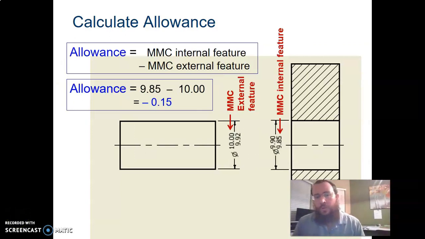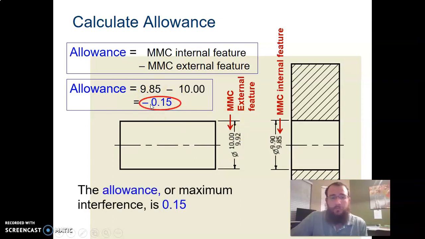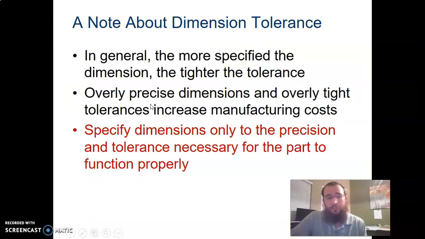In this last one, we have an allowance with the interference fit. We're still using the smaller of the wheel and the larger of the axle. And if you notice, it gives us a negative 0.15. So it goes in the opposite direction.